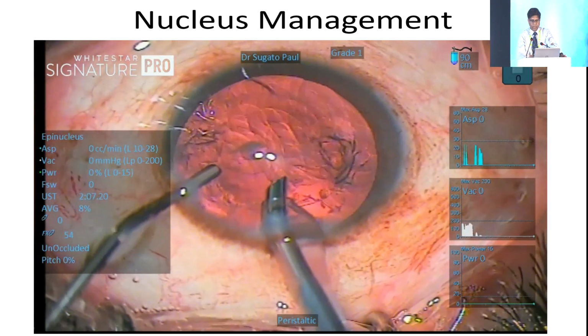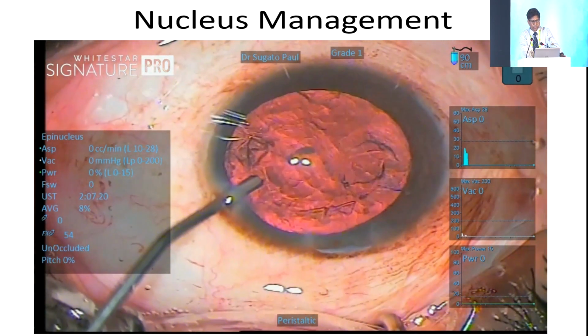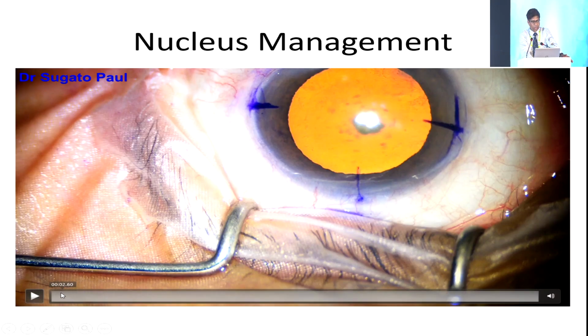And then I go ahead and complete my phacoemulsification. So that is a point to remember. Don't take out your phaco tip at all without filling it.